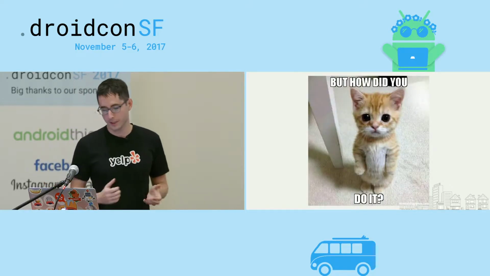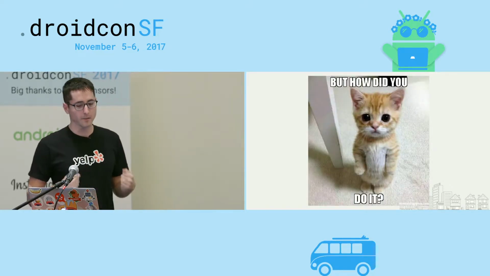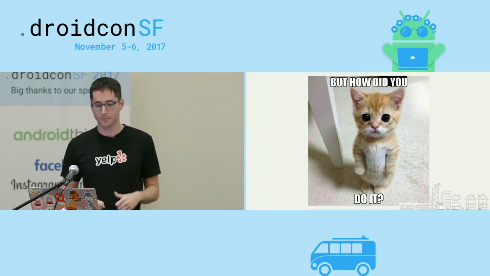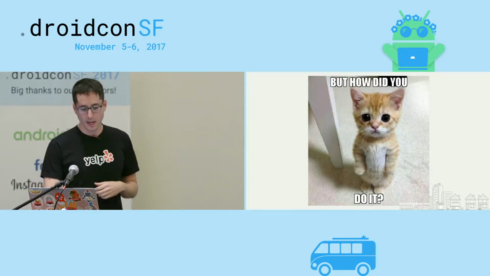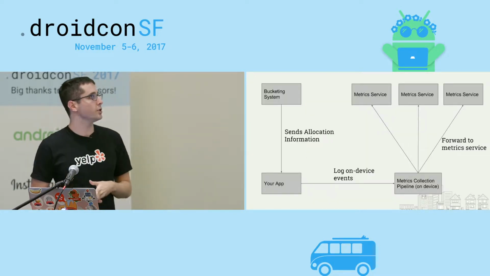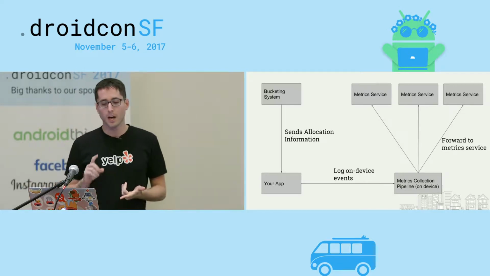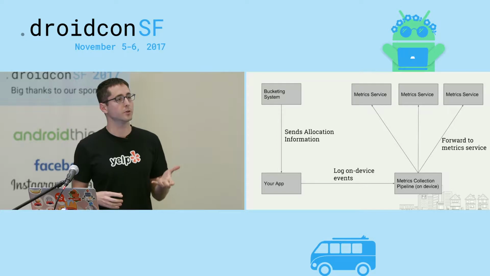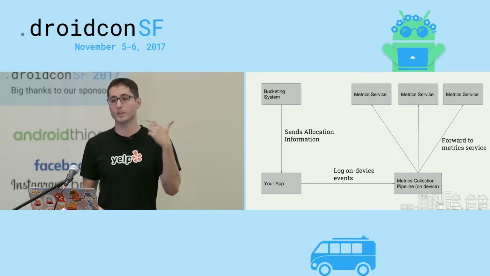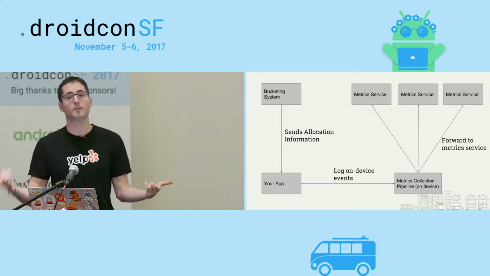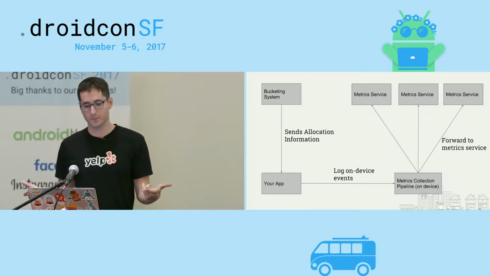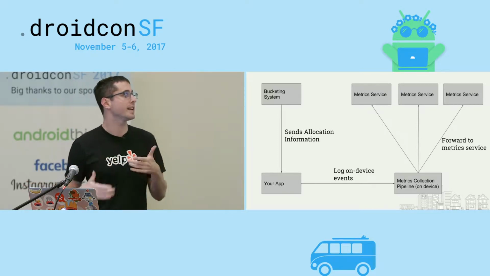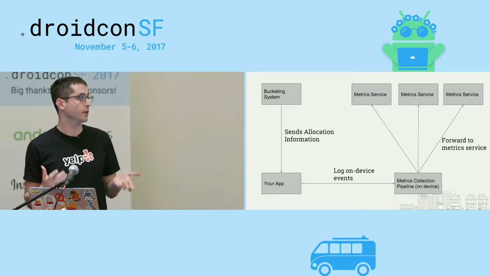So now you're on board with this, and you're like, great, I love A/B testing. It's the best thing since sliced bread. How do I do it? And there's a few key pieces to running effective A/B tests. The first is you need a bucketing system. This is the thing that's actually going to divide those users into the 50% who are seeing the status quo experience and the 50% who are seeing the new experience. That bucketing system is going to send allocation information down to your app.